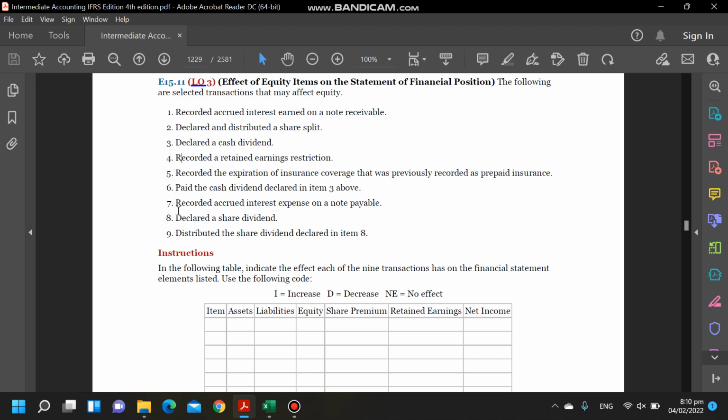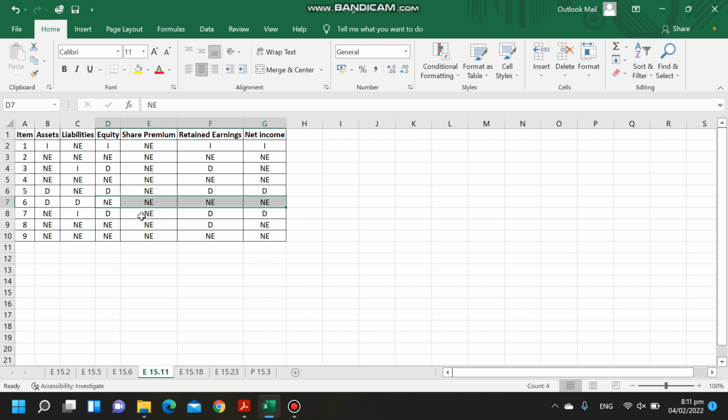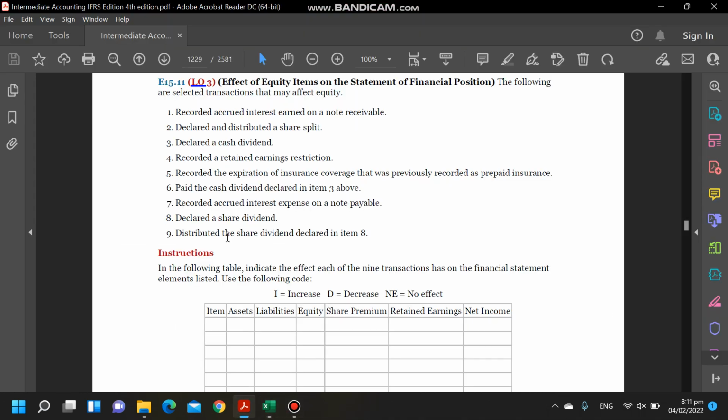And then item 7, recorded accrued interest expense on the note payable. When you accrue your interest expense in the adjusting entry, there will be debit interest expense, credit interest payable. For expense, of course, it will decrease the net income, and therefore the retained earnings, and then the equity. And because you credit your interest payable, your liabilities will be increased. For asset and share premium, there will be no effect.